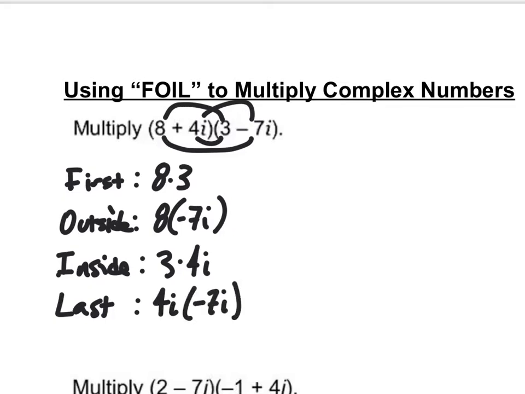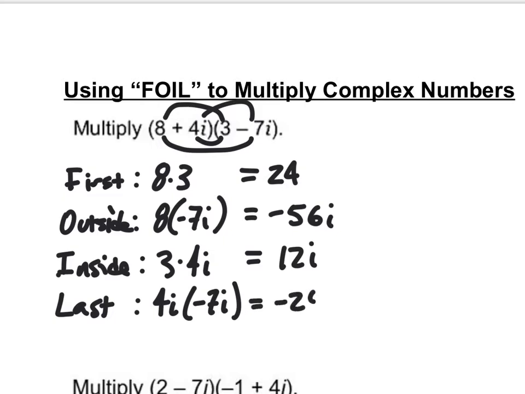So when I do this, I'm going to get 8 times 3, which is 24. 8 times negative 7i is going to give me negative 56i. And then 3 times 4i is going to give me 12i. And then 4i times negative 7i, that's going to give me negative 28i squared. Remember, i squared is equal to negative 1, so this is really just going to give me negative 28 times negative 1, which gives me positive 28, okay?